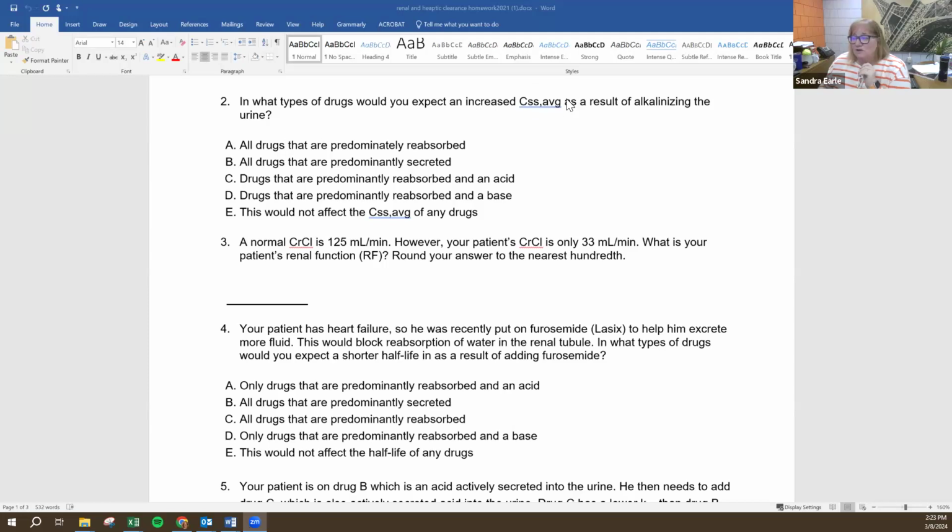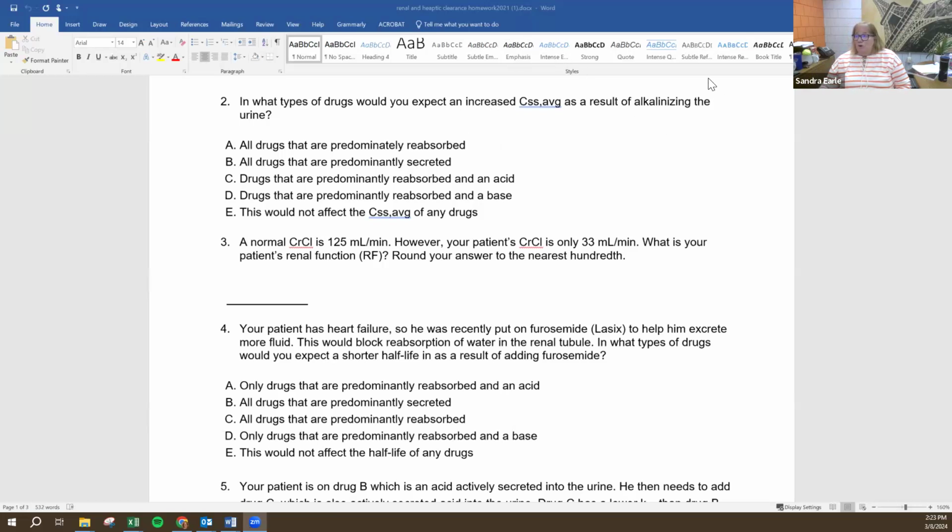Think with me, if you have an increase in CSS average, what would have had to happen to your clearance in order for there to be an increase in CSS average? A decrease. Right, good. Everybody okay with that? Yes. We're going to have a decrease in the renal clearance.